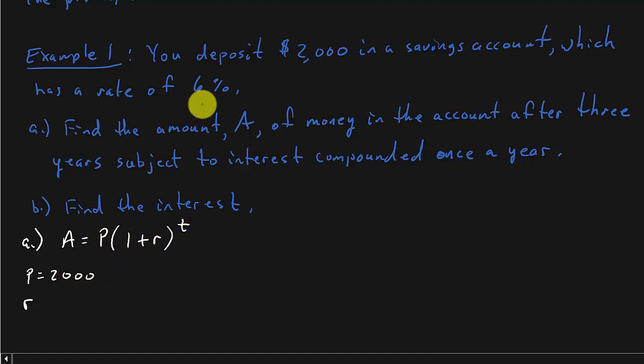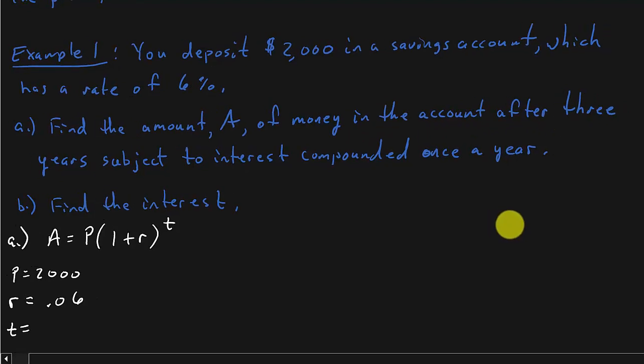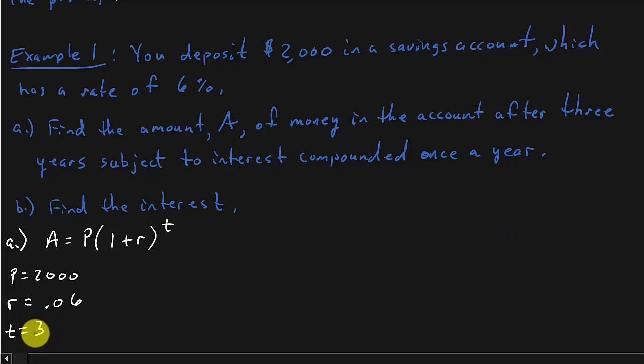I've got to figure out what P, R, and T are. R is 6%, so that's 0.06. Remember, to convert percent to a decimal, you just move the decimal 2 places to the left. And T is the number of years in the account, which is 3. So T equals 3. So we just plug this in. That gives me A equals 2,000 times (1 plus 0.06) raised to the third.